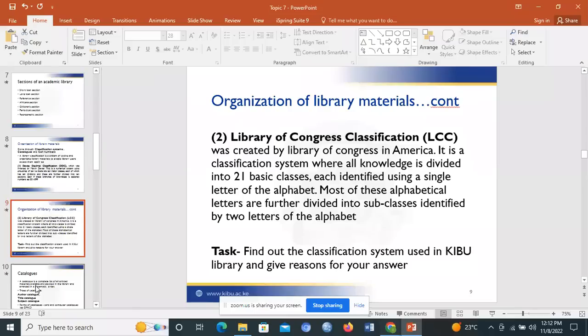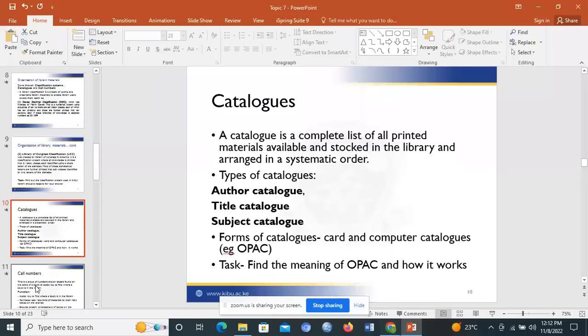So we have said one of the ways in which materials are organized in the Kibabi Library is by use of the classification system. The second way in which materials are organized is by the use of catalogs. And a catalog is a complete list of all printed materials available and stocked in the library. So it is a list. All the materials in Kibabi University Library, which go into thousands and thousands of books, are all recorded in a catalog. So if you went to the library today, you would be able to see all the books that are available and stocked in the Kibabi Library.